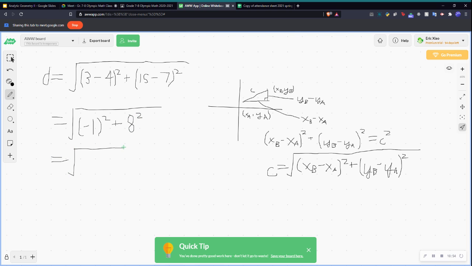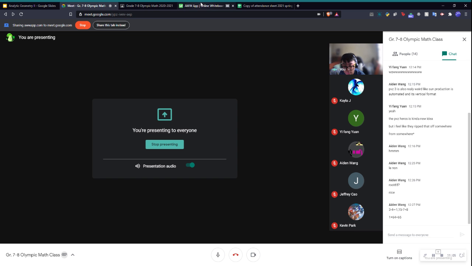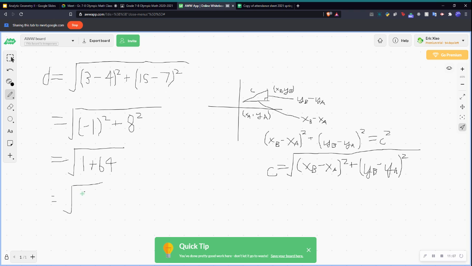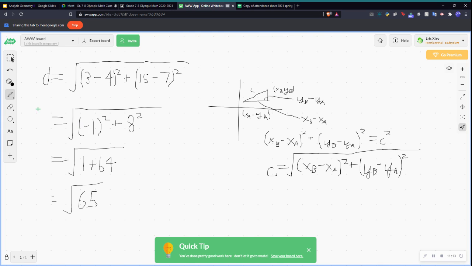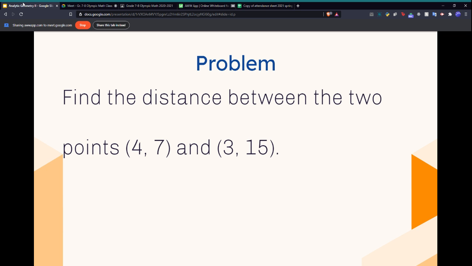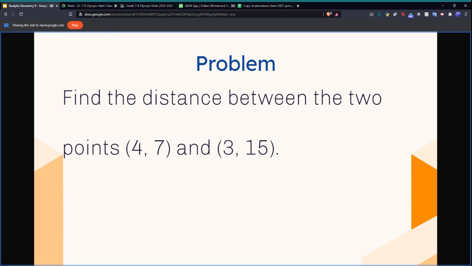So then we just simplify that even further. It's just 1 plus 64. And you get square root 65. Just as Aiden said, I believe. Yeah, Aiden said that. Nice. There you go. So this is the distance between those 2 points, right? Any questions about this? If there are no questions, go back to the slideshow.